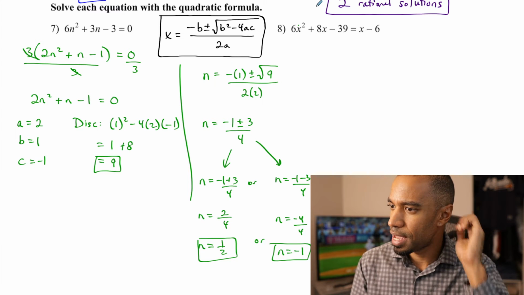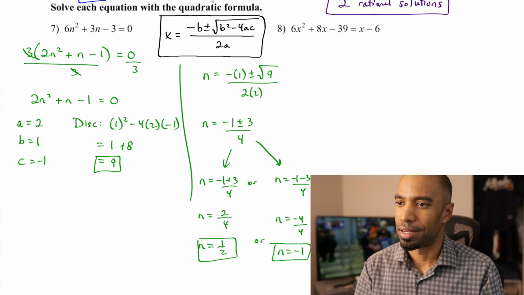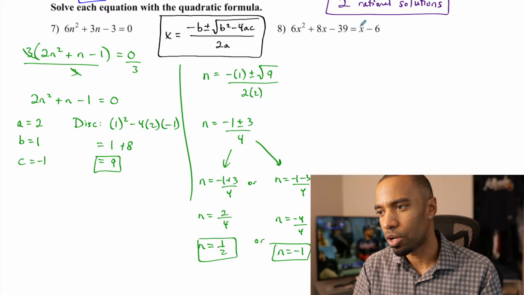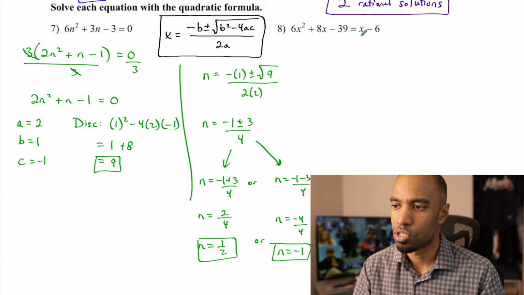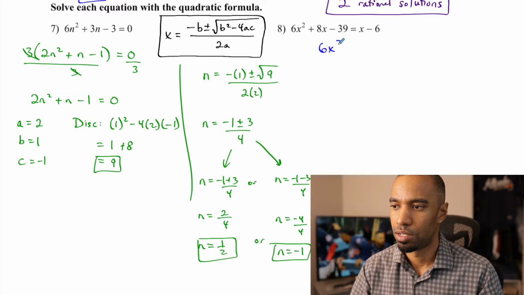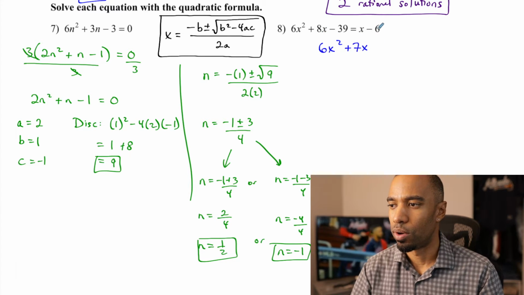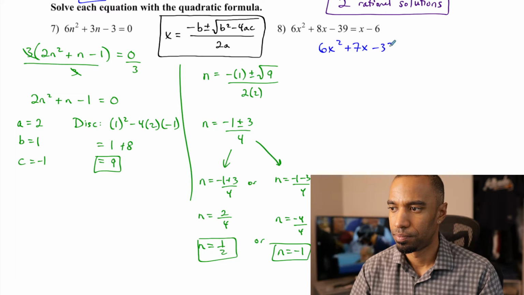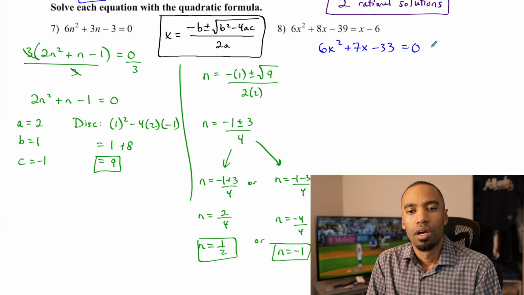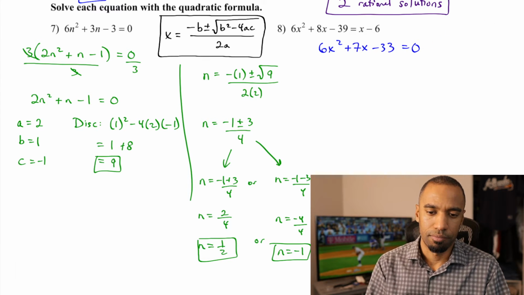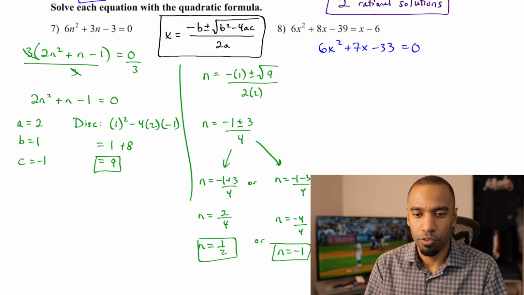6x squared plus 8x minus 39 equals x minus 6. Now this is not quite our standard form we're looking for here. We need to set this equal to 0. I'm going to subtract x from this side. I'm going to add 6 to this side. And I have it equal to 0. This is in standard form set equal to 0.